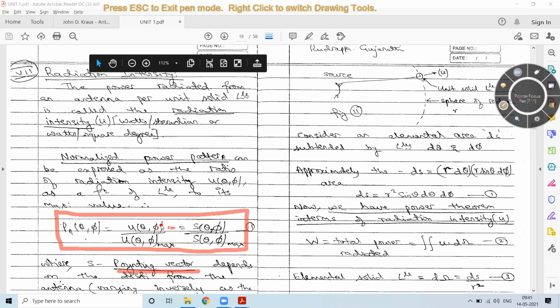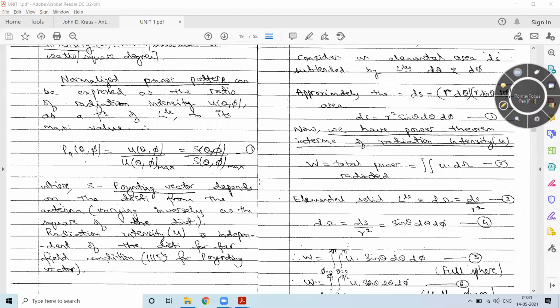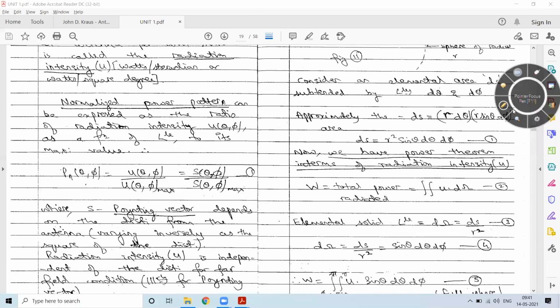So here radiation intensity is given in this form, and it is defined as power radiated from an antenna per unit solid angle. Here we had seen that the small elemental surface area is given by r square sine theta d theta d phi. When I simplify this, ds is equal to r square d omega.